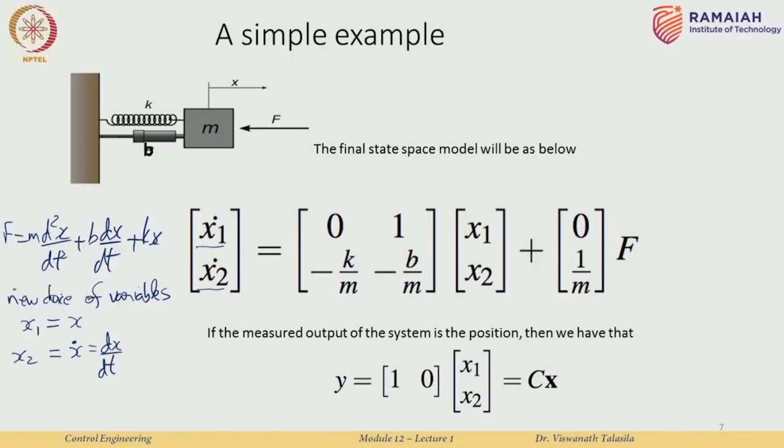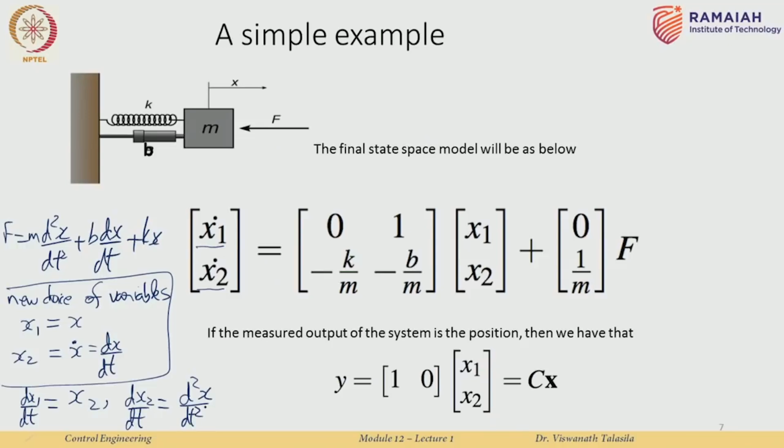Now, with this new choice of variables, let us see how I can write down the dynamics, and derive what I am still calling a state space model, which I have not formally defined, but we will come to that later. So, let us see the relationship between x1 and x2. First, dx1 by dt is nothing but x2, because if I take the derivative of x1, I get dx by dt, which is nothing but x2, and dx2 by dt is nothing but d square x by dt square.